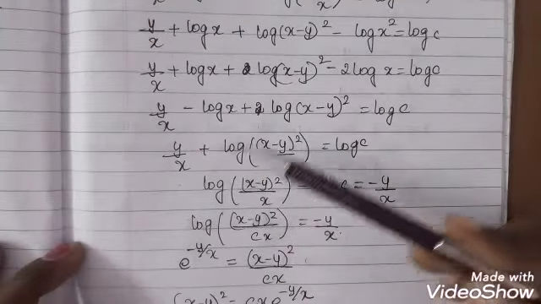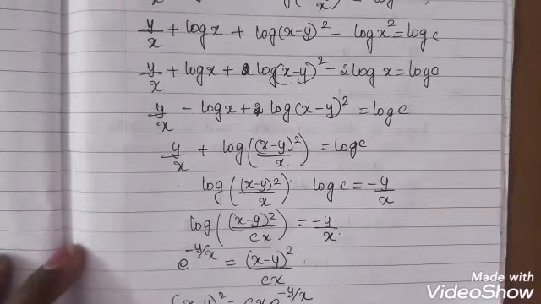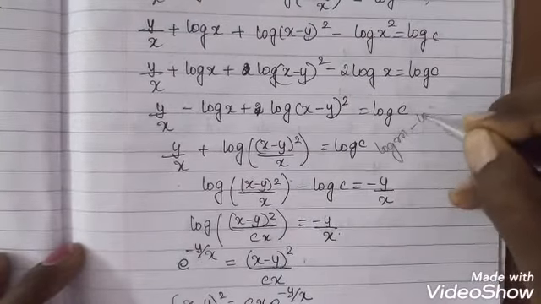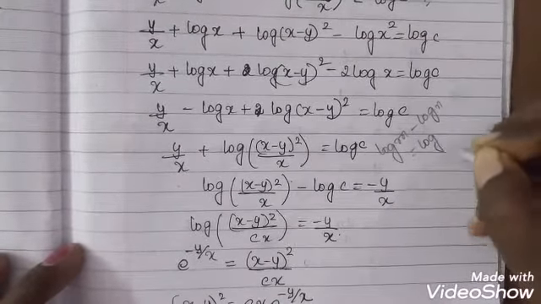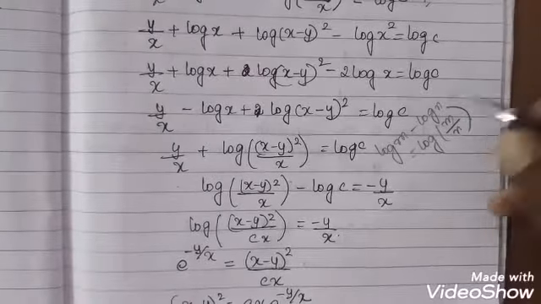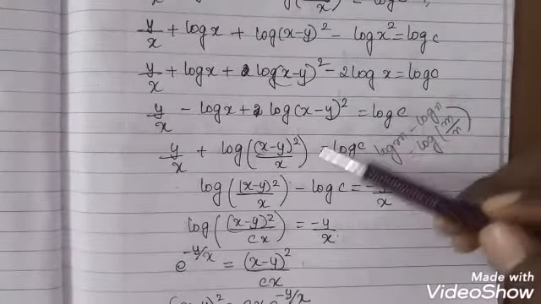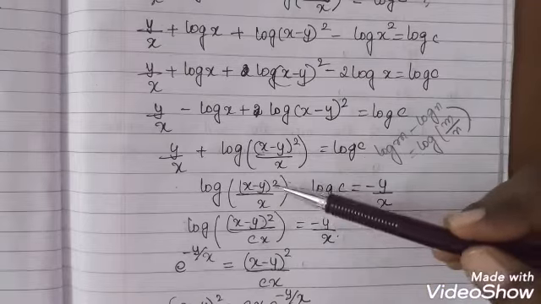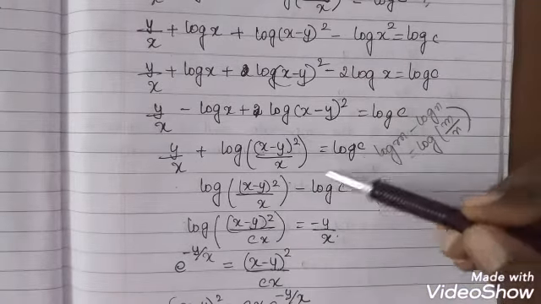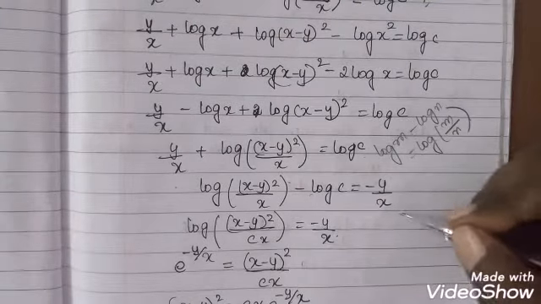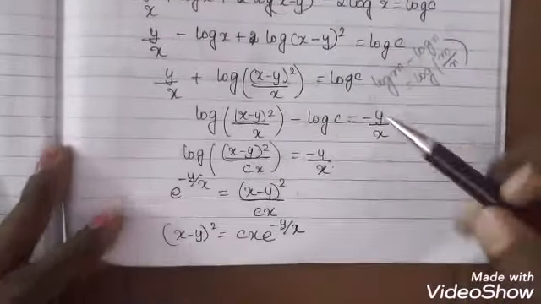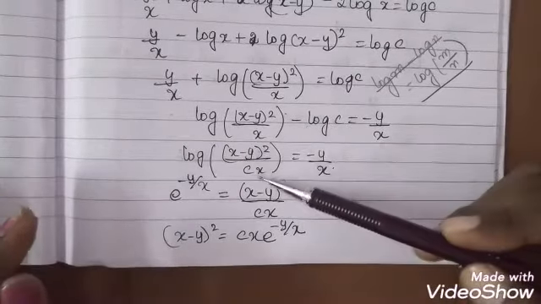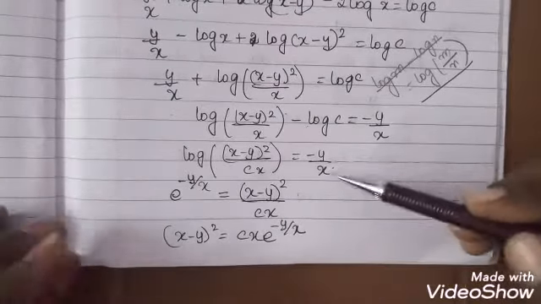Now I can use log m minus log n, which is nothing but equal to log of m by n. So I can write it as log of x minus y the whole square divided by x, which is equal to log c. When I bring it to the other side, it becomes minus log c equal to minus y by x. Got it? So here again I have made use of this rule: log of x minus y the whole square divided by cx is equal to e power minus y by x.